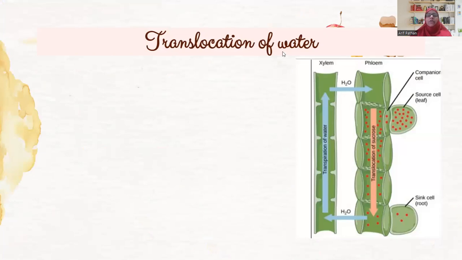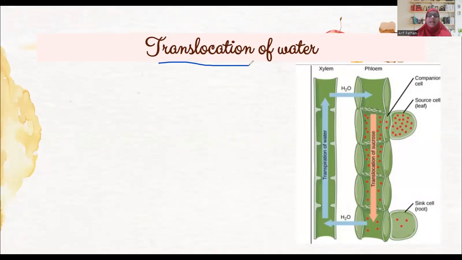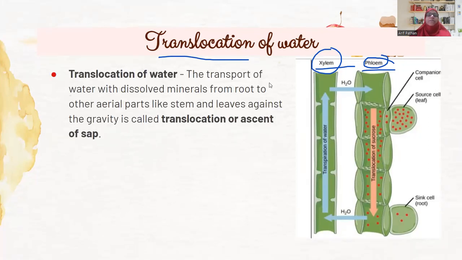As you can see in the photo over here, translocation of water. That is, once the water has been absorbed, how it will be transported to different parts of the body of the plant. So how does it take place? So this is xylem showing you transportation of the water, and this is the phloem which conducts food. So xylem carries and transports water. Phloem carries and transports food to different parts of the plant. So basically, transport of water.